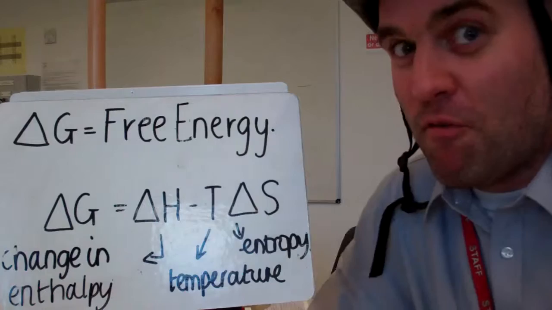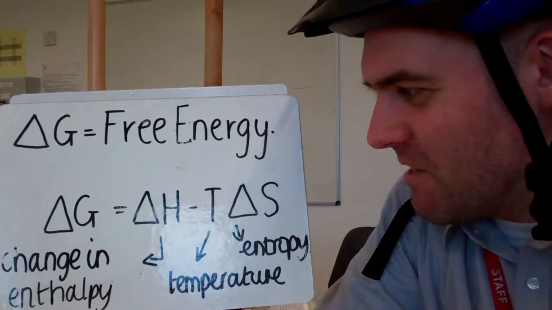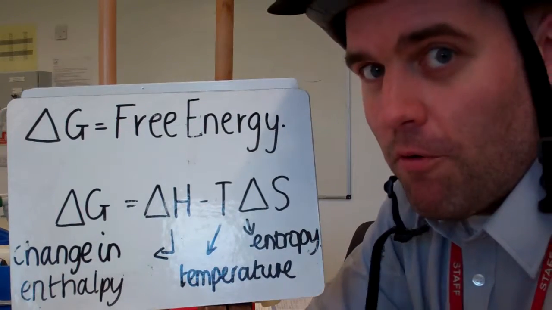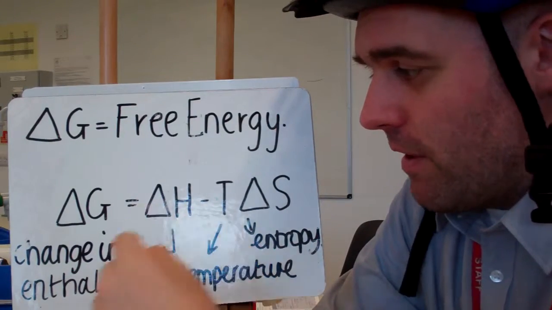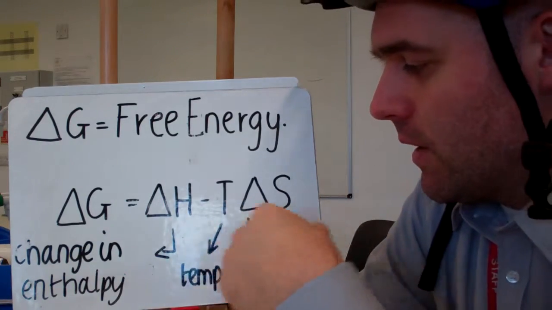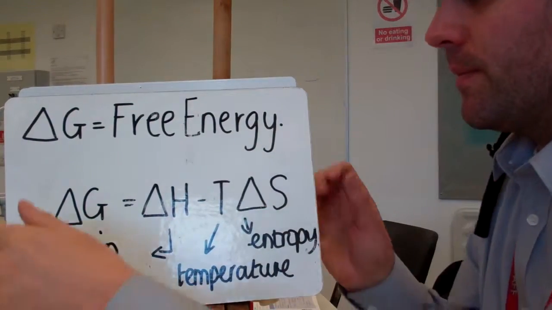Okay, delta G, free energy. Delta G equals delta H minus T delta S. Delta G is the Gibbs free energy. It tells us whether or not a reaction is feasible. Delta H is the enthalpy change, so it's exothermic or endothermic. T is temperature. Delta S is the change in entropy.